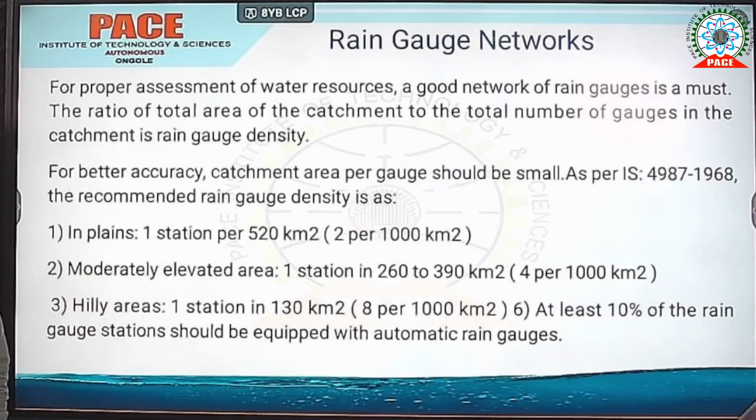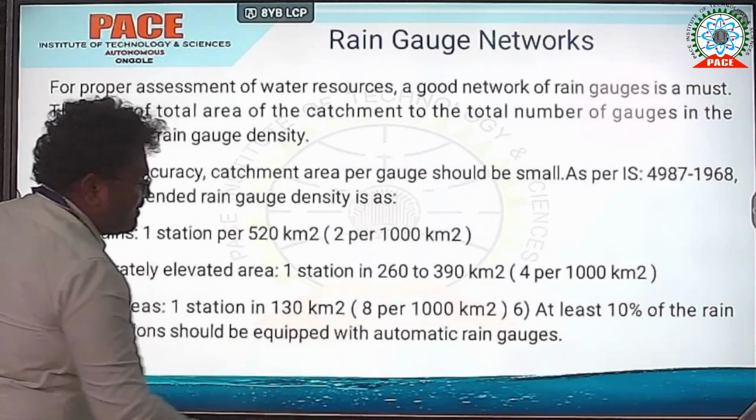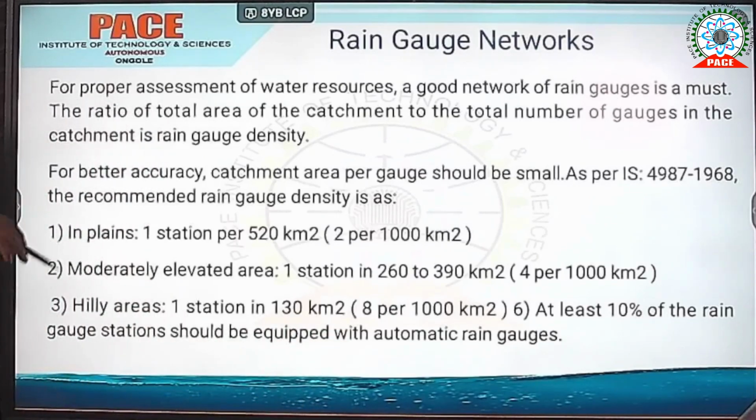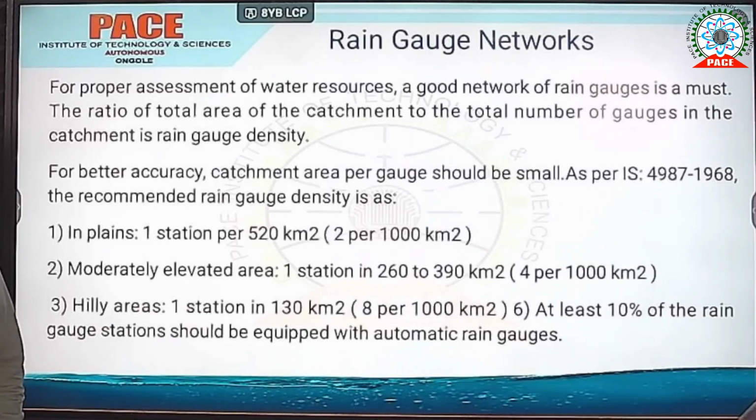As the elevation increases, the rainfall values also change from area to area. Now for hilly areas, one station in 130 kilometers radius, because the area is in a contouring type shape. So that's why we are increasing the number of rain gauge stations. So this is about the rain gauge networks.